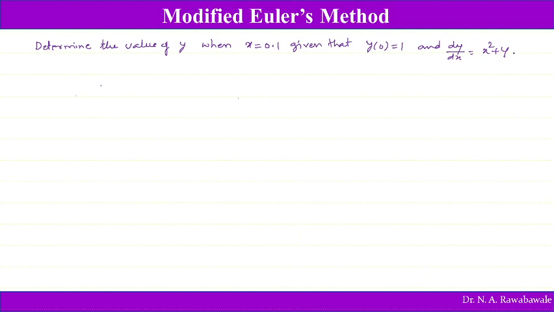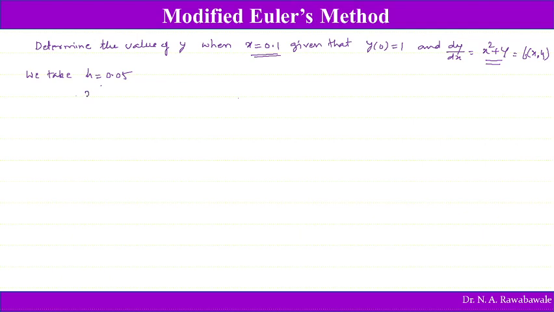So this is nothing but f of x comma y. So the first derivative is f of x comma y. Now to simplify this, we take the value of h as 0.05. He is asking us to find out at x is equal to 0.1. So let us take step size h as 0.05. In 2 iterations we will get at x is equal to 0.1.